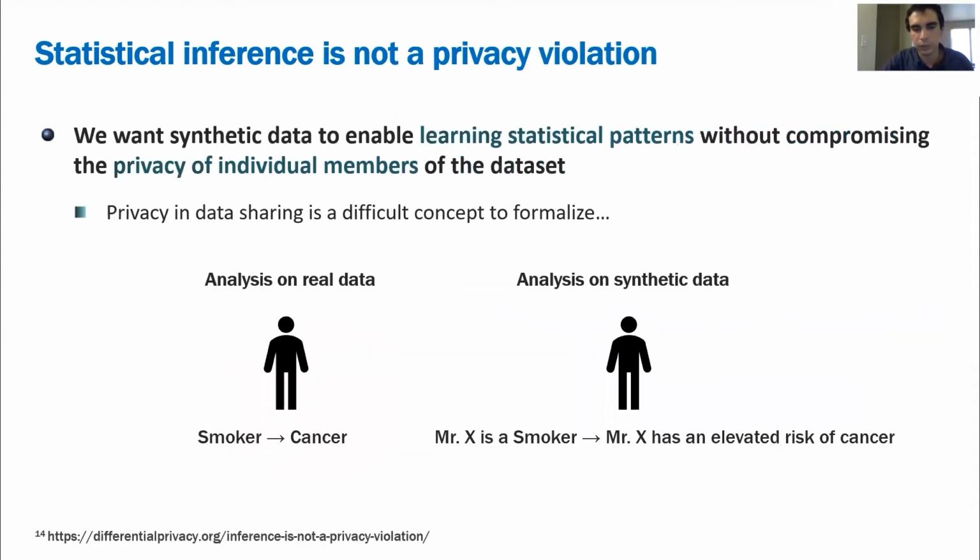So for instance, if an analysis on the real data would reveal that a smoker has an elevated risk for lung cancer, and we have an individual patient who we know is a smoker and we predict that he has an elevated risk of cancer, that's not a violation of this patient's privacy. Even though that seems very straightforward and clear, these concepts often get confused. So we want to preserve all the statistical patterns in the data, especially the ones that are clinically meaningful and we are interested in, without any patient's privacy being violated. So what does this really mean?